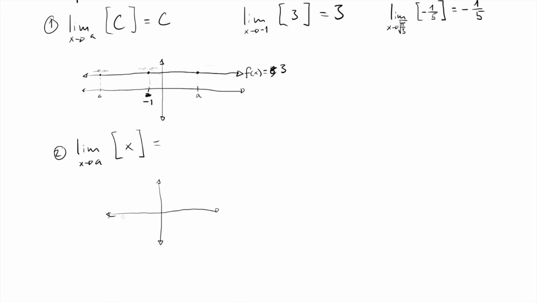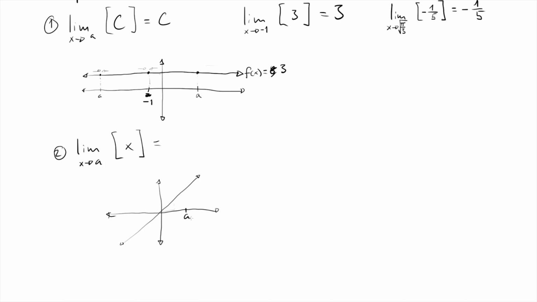Okay, well, it's going to look like a line. It's going to be a straight line that goes through the origin. Okay, and it's going to go over 1, up 1, over 1, up 1, over 1, up 1, over 1, up 1, so on and so forth forever, or the other way down if you're going to the left.